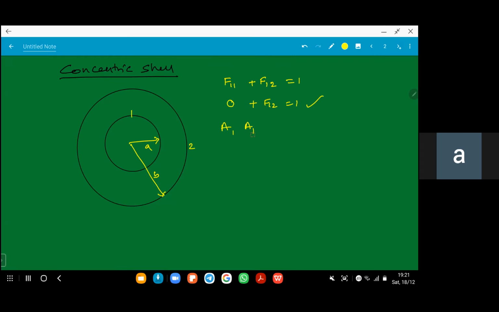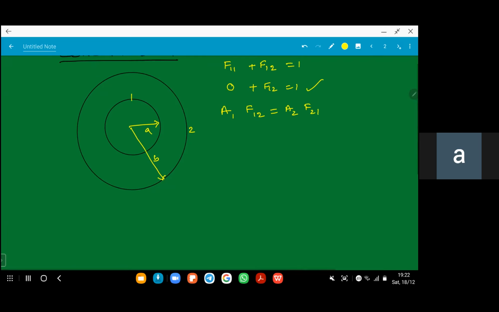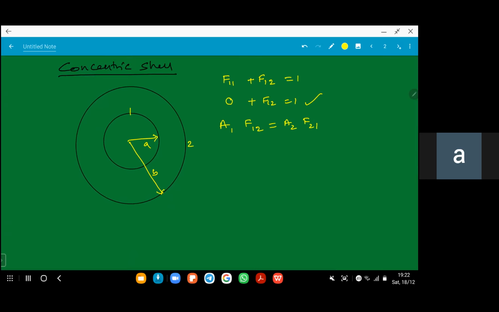A1 F12 is A2 F21, which clearly indicates A1 is proportional to A square, F12 is 1, and A2 is proportional to B square. F21 is what I require. So therefore, F21 is A square by B square.